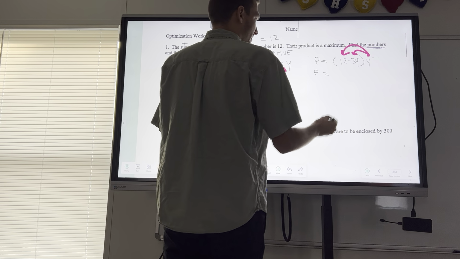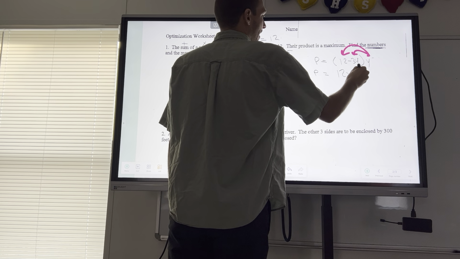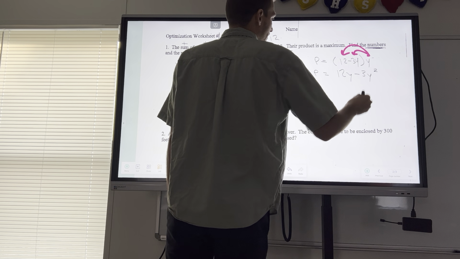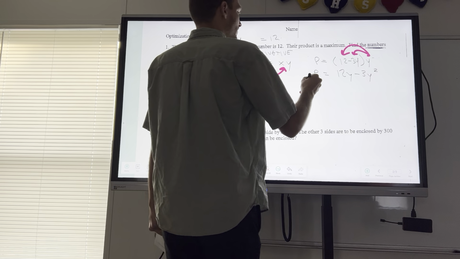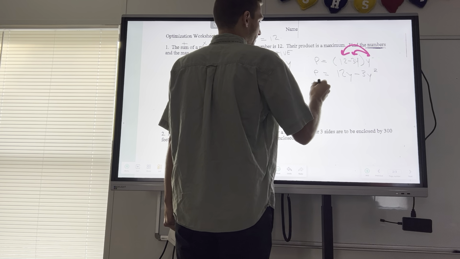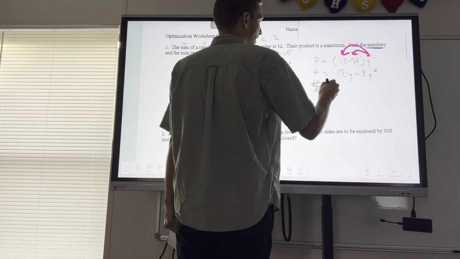I guess I don't need parentheses anymore. 12y minus 3y squared. And then let's take the derivative. The derivative of P with respect to y is equal to 12 minus 6y.